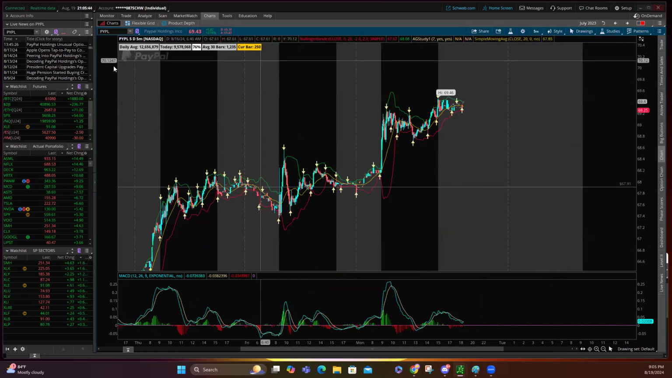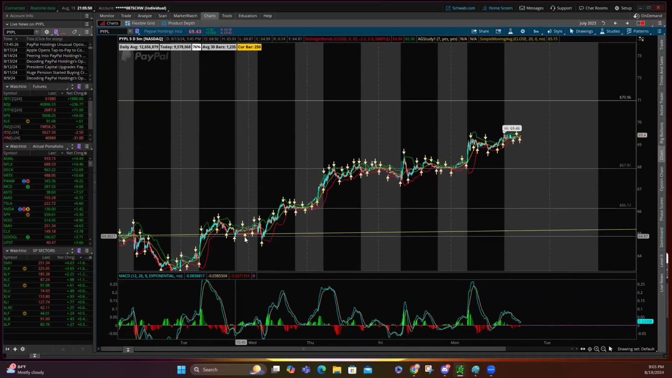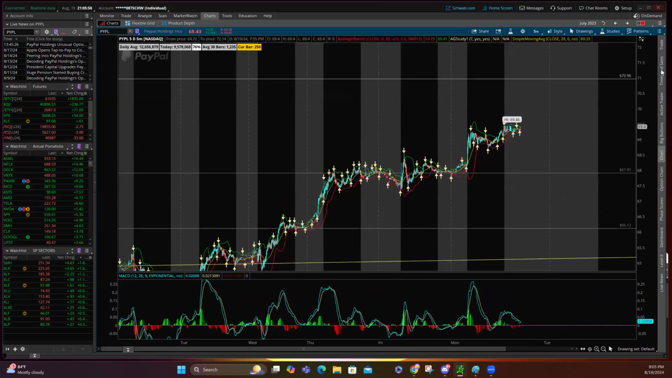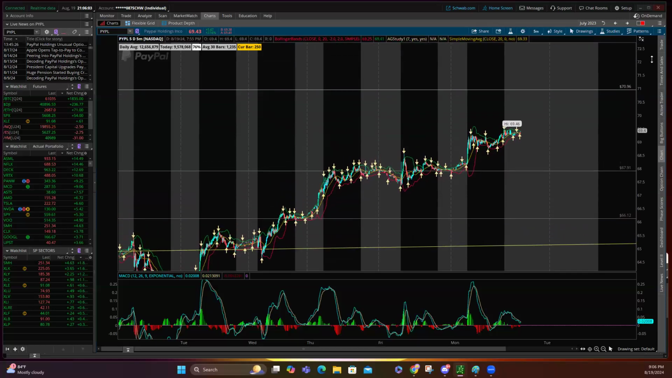Sorry about that. I was saying that PayPal looks amazing. PayPal has been on a move up, consolidation up, consolidation up. So I believe that it will be at 70 tomorrow if this keeps going like that, and we have good data or whatever is going to happen. This looks amazing.